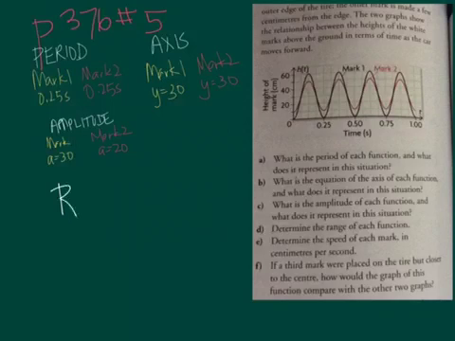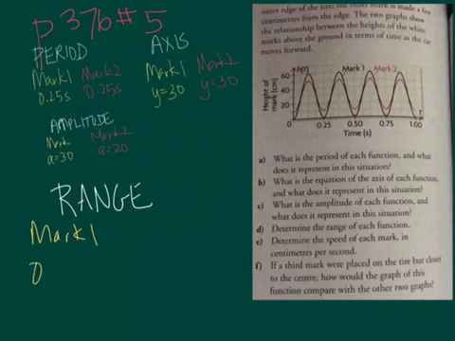Now to look at range. Range, like always, is the possible y values or dependent variable values. So for Mark 1, the black graph, the lowest value is 0 and the highest value is 60. So that's our range. For Mark 2, our range is from 10 to 50.